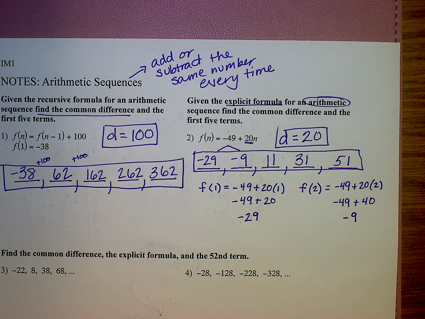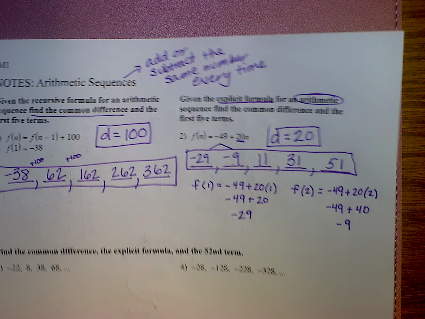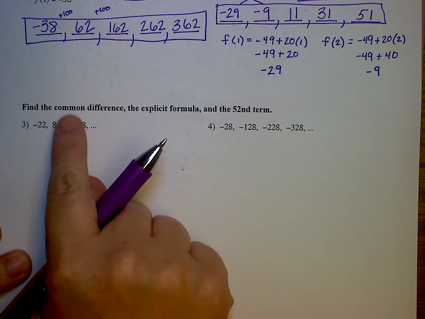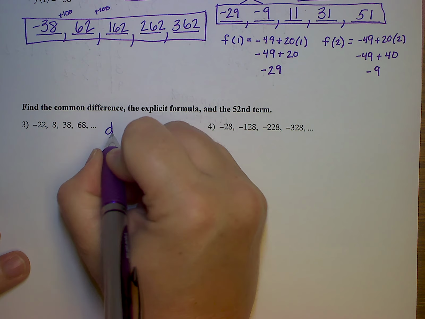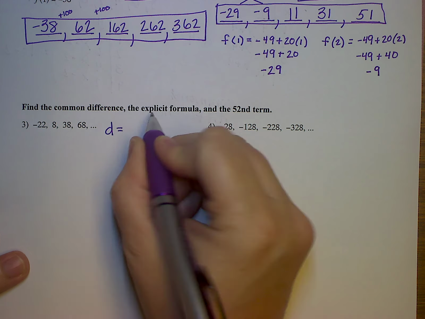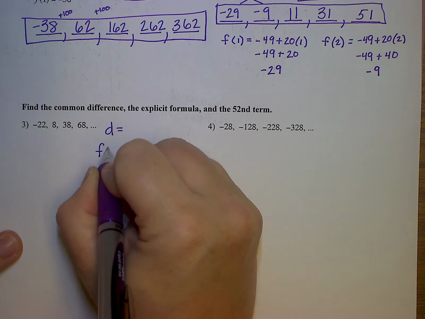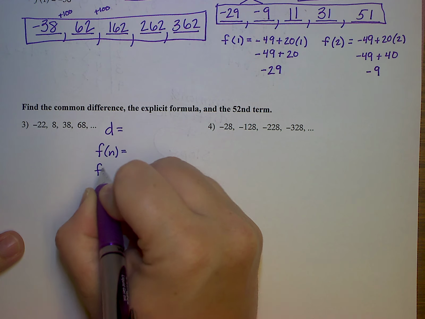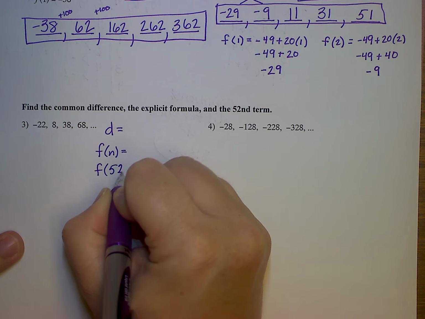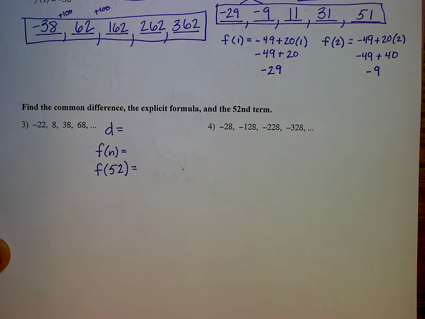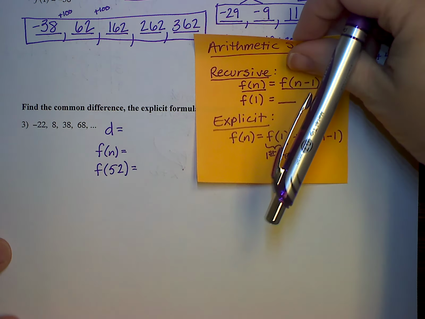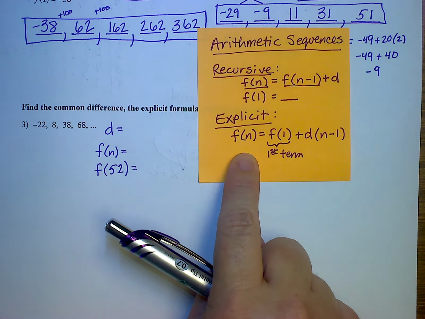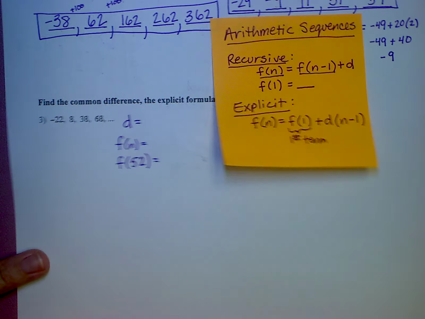So? Good answer. All right. Find the common difference, the explicit formula, that's f of n equals, and the 52nd term, that's f of 52. So again, if I have my sticky note here, this explicit formula is going to come in handy here. Okay, so keep it nearby.